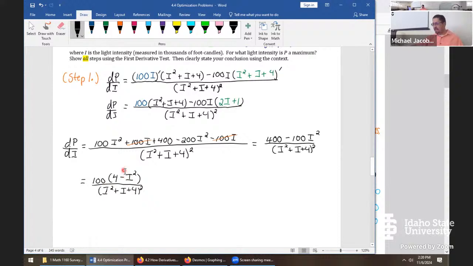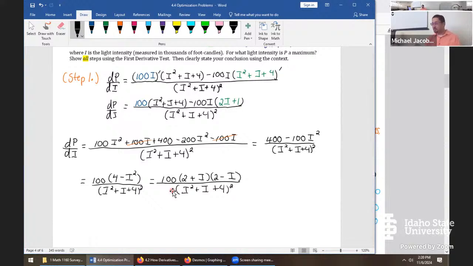Okay, so now down to this step, it's looking more simplified, but where the red dot is, one last thing we can do is just factor. So we have 100, and 4 minus I squared can be factored down to 2 plus I multiplying 2 minus I, still divided by I squared plus I plus 4. I notice my penmanship goes bad in the denominator because it's kind of tedious to copy that down each time. But now we have dp di in its most simplified form, simplified for our purposes, getting a critical number.